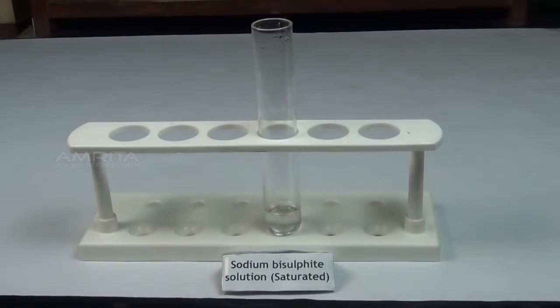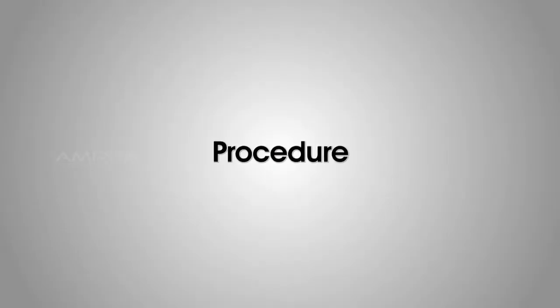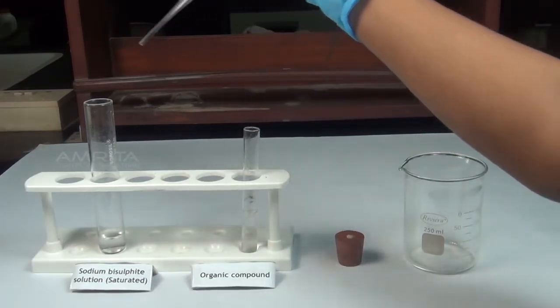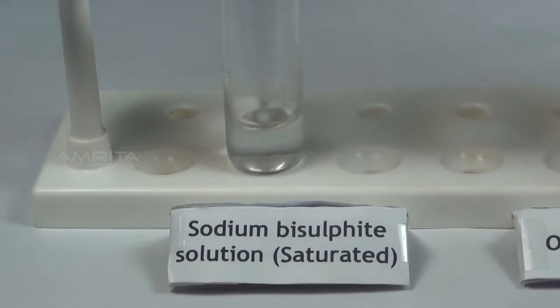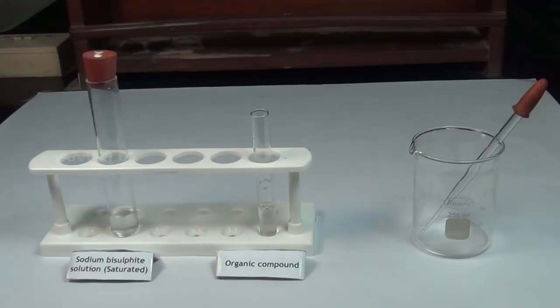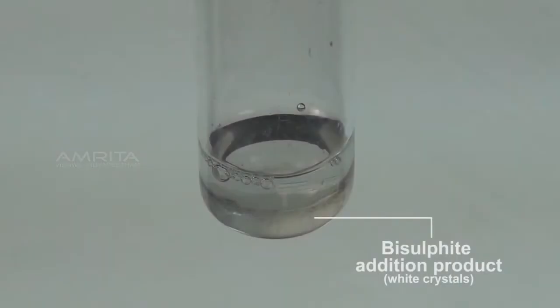Sodium bisulphite test. Materials required: organic compound, saturated solution of sodium bisulphite, dropper and a cork. Procedure: take a small quantity of saturated solution of sodium bisulphite in a boiling tube. To this, add a small quantity of organic compound using a dropper. Cork the test tube, shake it well and leave it for some time. Aldehyde gives an addition product with sodium bisulphite, which is white crystalline in nature.